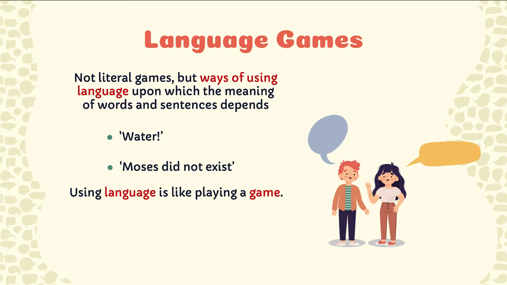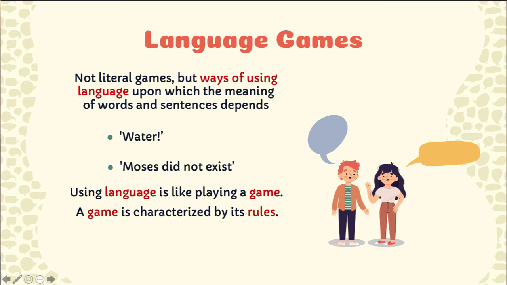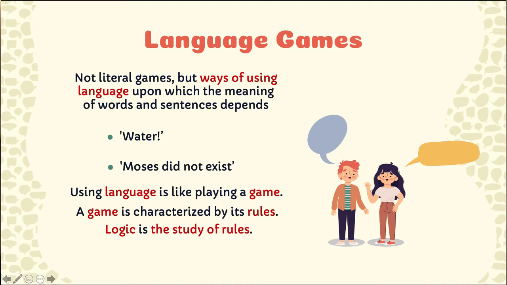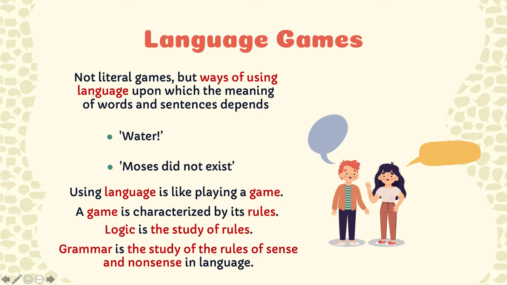Wittgenstein noted that using language is like playing a game. What characterizes a game is its rules, the rules of the game. In Wittgenstein's philosophy, the study of rules is called logic, and the study of the rules of sense and nonsense in language is called grammar.